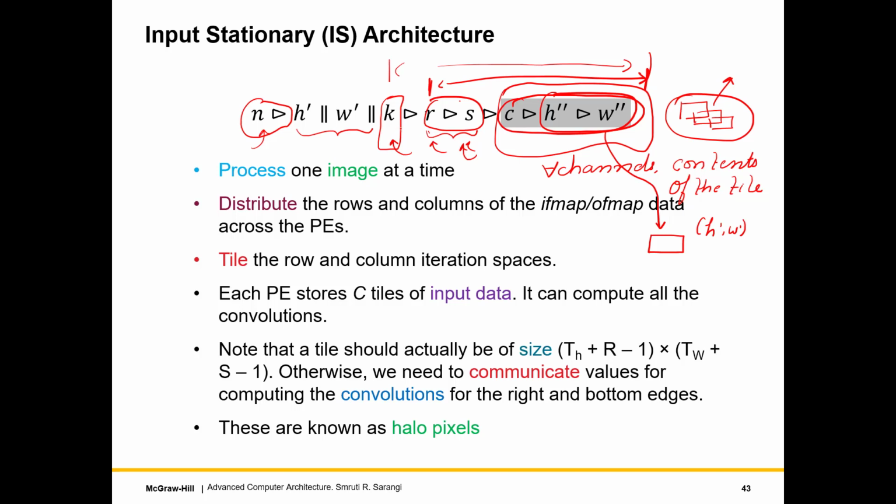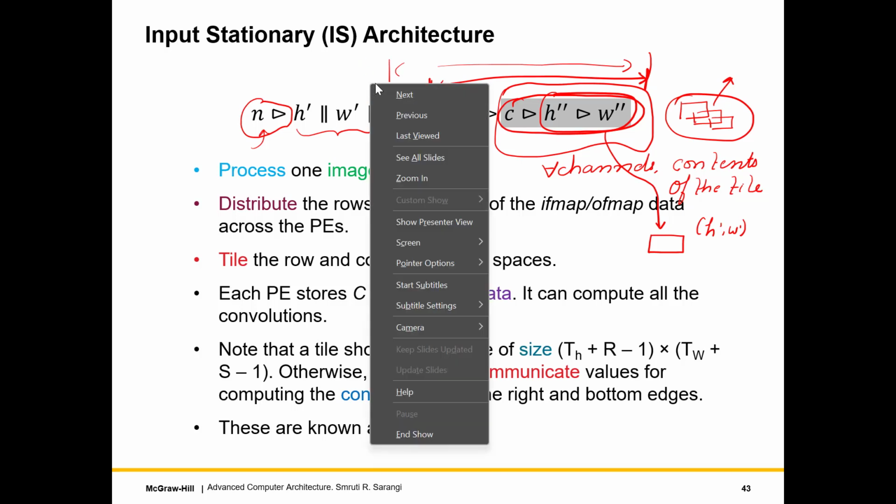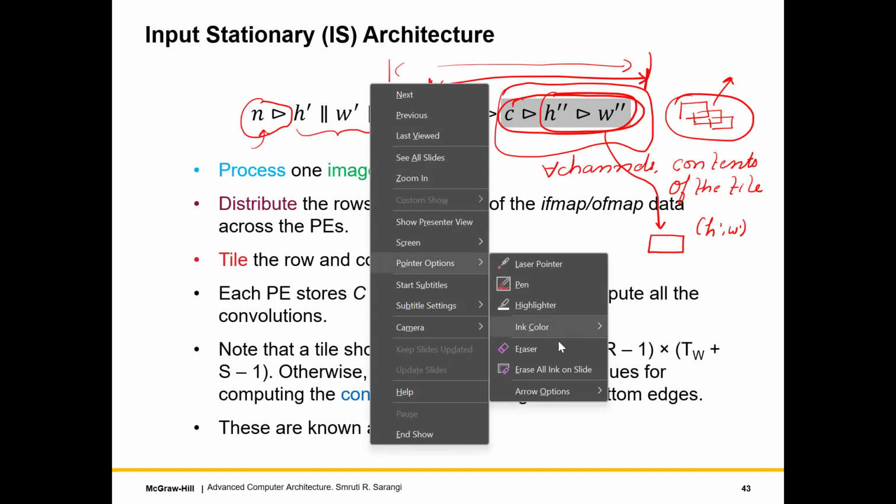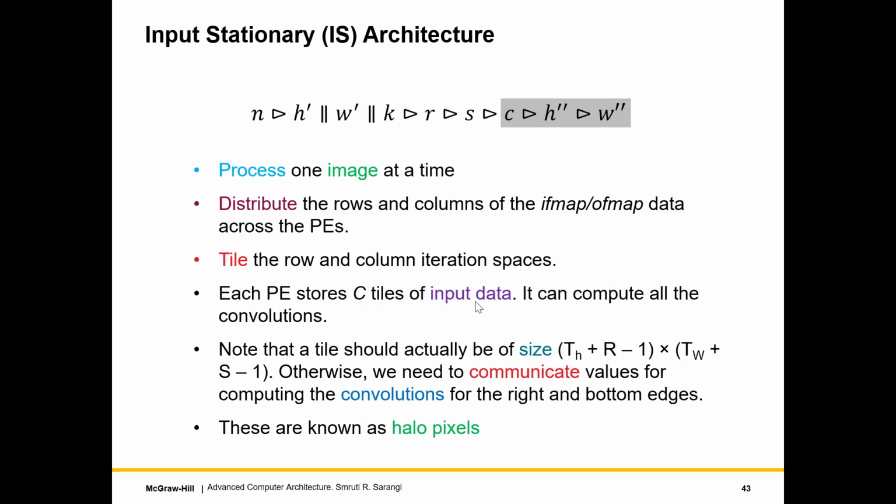Now, when I look at many values of k, or let's say all the values of k, all the output feature maps for this particular tile given by h dash w dash would be computed by the unit to which it is assigned. This is kind of complex, but it's not that complex if you look at it several times.